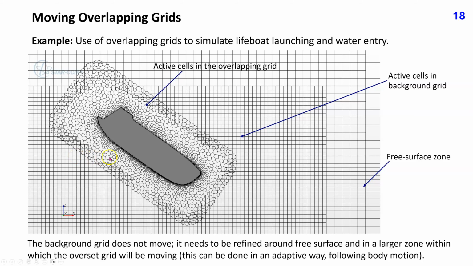This plot shows active cells in both overlapping and background grid. The free surface was assumed flat. When wave propagation needs to be considered, the background grid must be refined to allow circa 20 cells per wave height and 80 cells per wave length. Because the background grid does not move, this is much more favorable than in previously described approaches.